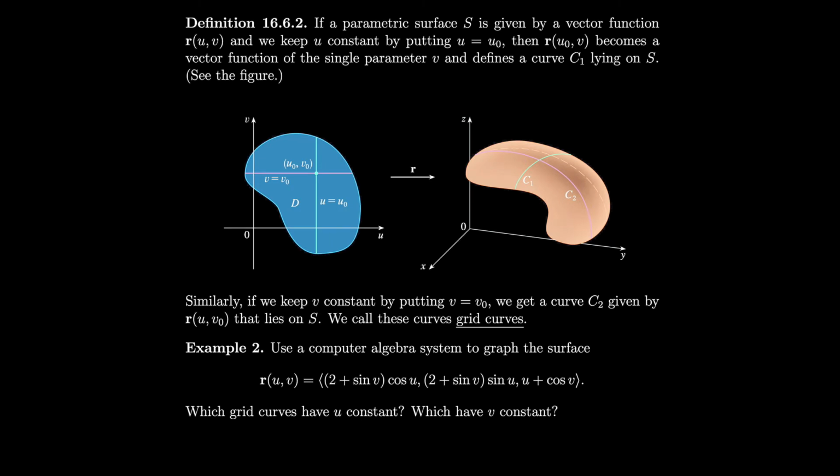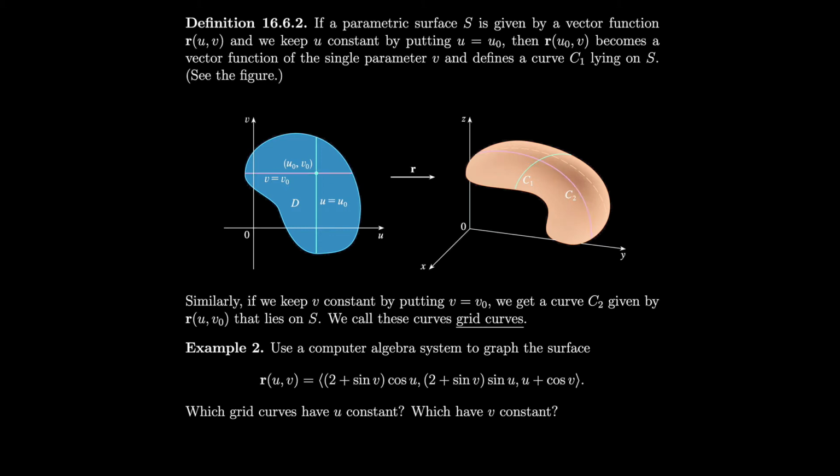If a parametric surface S is given by the vector function r(u,v), and we keep u constant by putting u equal to u naught, then r(u naught, v) becomes a vector function of the single parameter v and defines a curve C1 lying on S. That's where we set u equal to u naught. That's this green curve over here, and it becomes this green curve on the surface. Then if we keep v constant, let v equal v naught, we get a curve C2 on the surface, given by r(u, v naught). We call these curves grid curves.